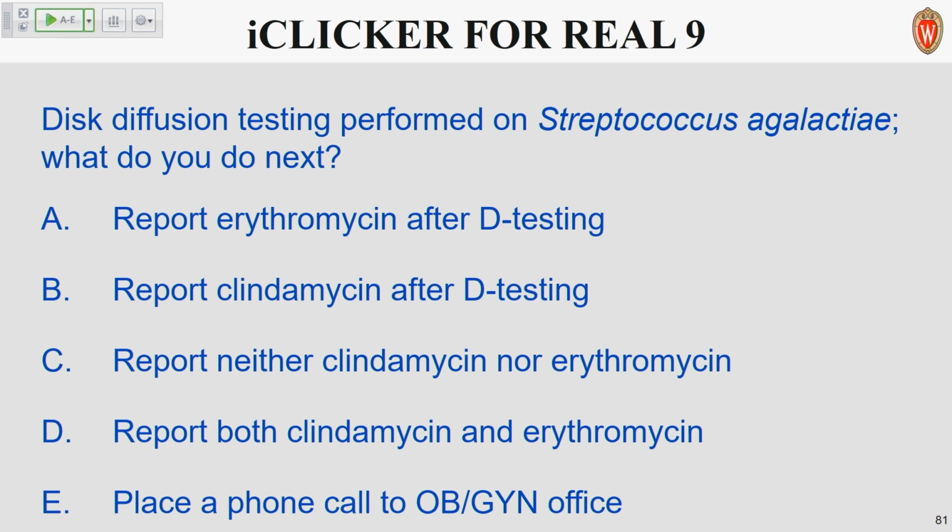So I know not all of us do this, but if you do disc diffusion, we have a hand up already. Is the patient allergic to penicillin? The answer is yes. They are allergic to penicillin and, by the way, that was an OBGYN clinic.